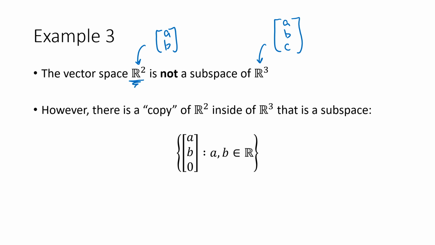These vectors have 2 entries, but these vectors have 3 entries, and so R2 does not actually live inside of R3. It's just simply a copy of R2 that lives inside of R3. And this set here, this is a subspace of R3. And again, we could go through and check. This would be very similar to example 1 that we did.